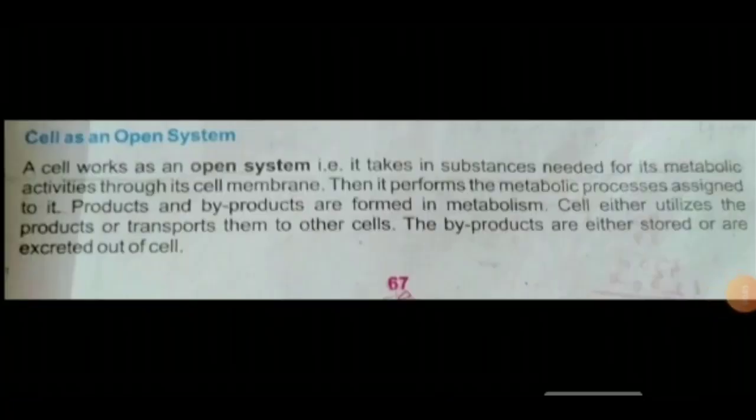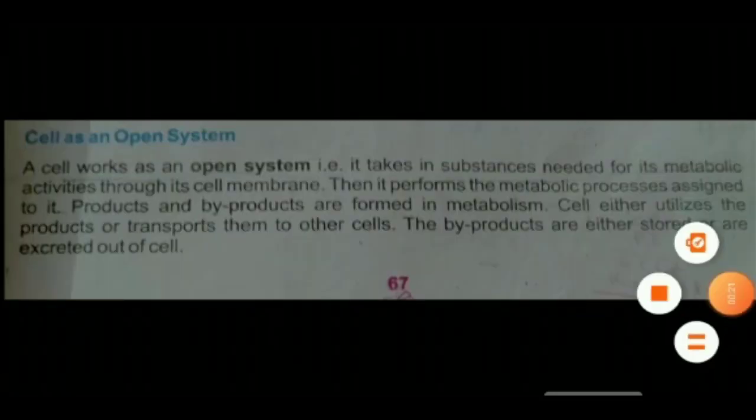Our next topic is cell as an open system. Cell takes substances needed for its functioning through cell membrane. Then it performs different metabolic processes and forms products and byproducts. Cell then uses these products or transports them to the other cell or stores or secretes them out.